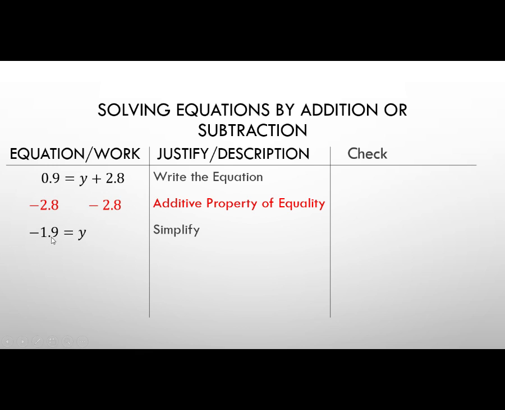All right, now we're going to go over to our check. We rewrite the equation exactly like it was before. We change our y to the answer that we just got, so negative 1.9. And now negative 1.9 plus the 2.8 equals a 0.9. 0.9 equals 0.9. That's true. We definitely found the right answer.